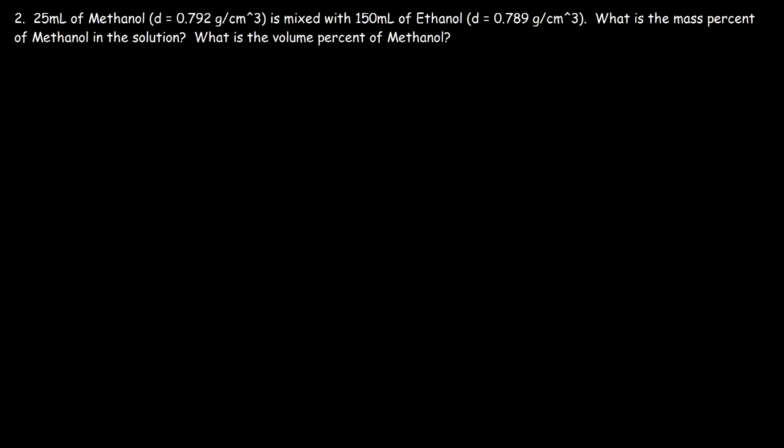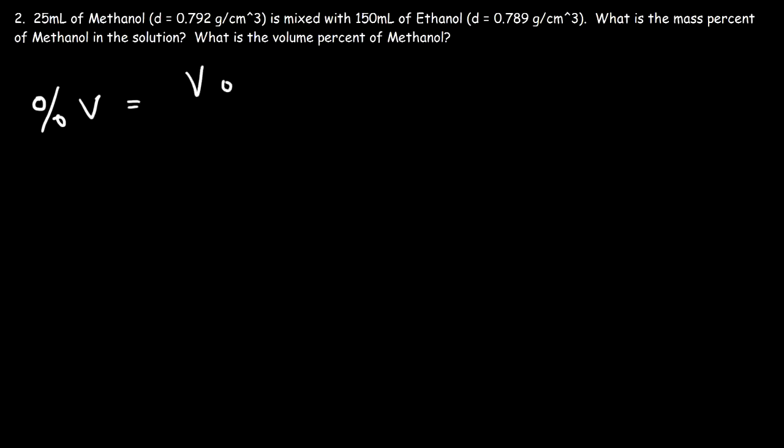Now let's move on to number 2. 25 milliliters of methanol is mixed with 150 milliliters of ethanol. What is the mass percent of methanol in the solution? And what is the volume percent of methanol? Well, let's focus on the volume percent first because it's a lot easier to find. The volume percent is very similar to the mass percent. You're just dealing with volume.